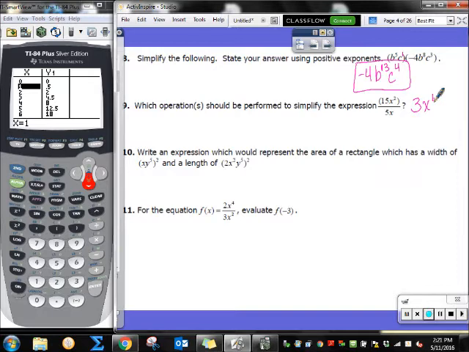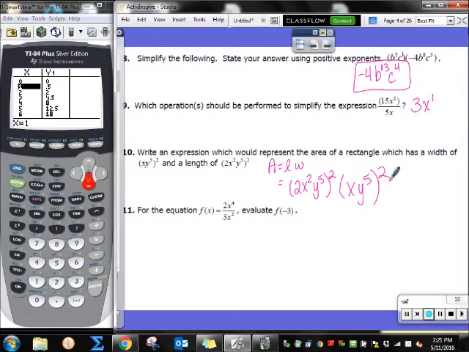Number 10, write an expression which would represent the area of a rectangle which has a width of y to the 5th, all raised to the 2nd power, and a length of 2x squared y to the 5th, all raised to the 2nd power. So the area of a rectangle is length times width, so we just have to plug in. So our length is 2x squared y to the 5th, all raised to the 2nd power. And then our width is x y to the 5th, all raised to the 2nd power.